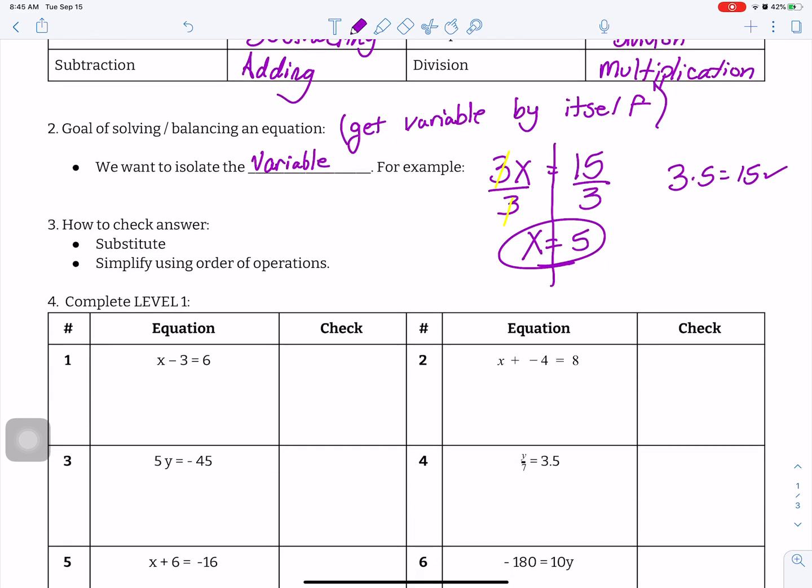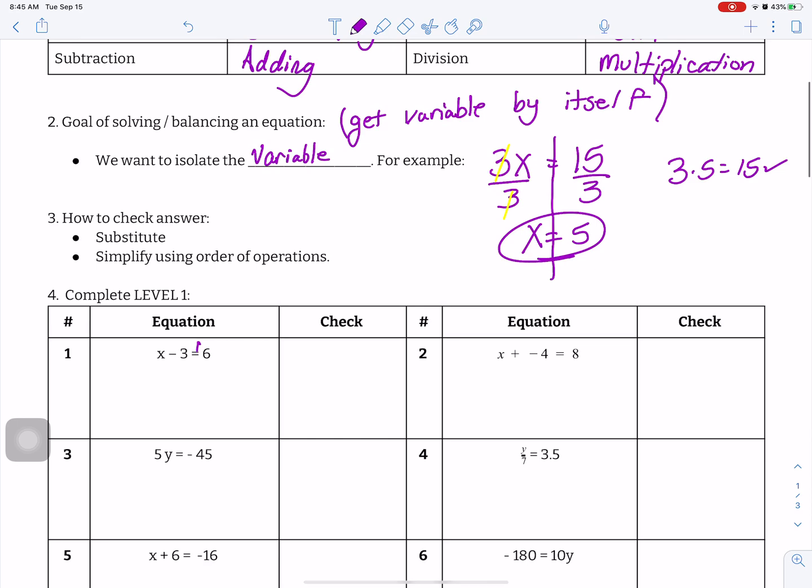I want to go through a couple of these, and then you'll keep working on the whole sheet and checking the answers. On the first one, drawing that line, the minus 3, I'm going to do the opposite of minus 3. So I'm going to add 3 to both sides so that x equals 9. And my check would just be 9 minus 3. Does it actually equal 6? And if it does, I'm putting a check mark after it.